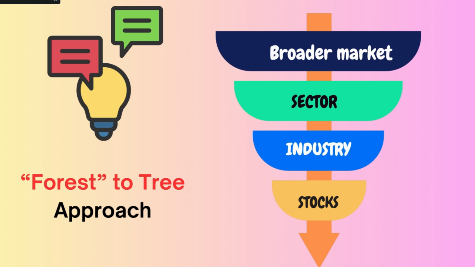Before going on, I would like to say Stan uses an approach called the forest to tree approach. It is also called the top to bottom approach. It means Stan first analyzes whether the broader market is in a proper mood for the stock to take off, because if a stock has to take off, the broader market has to be in a proper condition. Otherwise, 3 out of 4 stocks will fail if the broader market is not in your favor. So he looks into whether the broader market is in a good position.